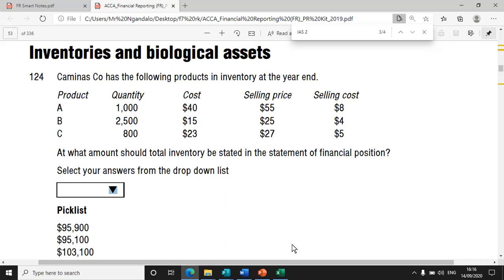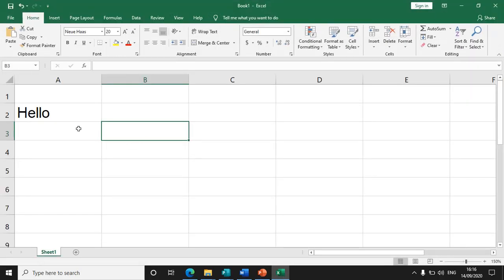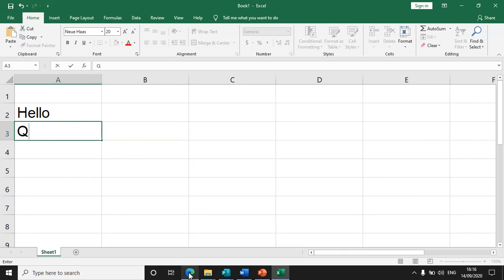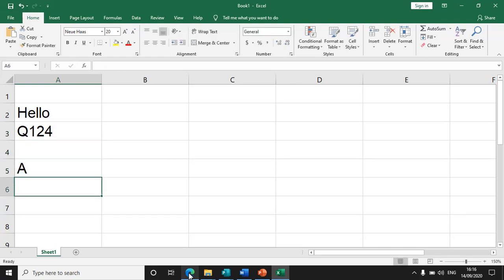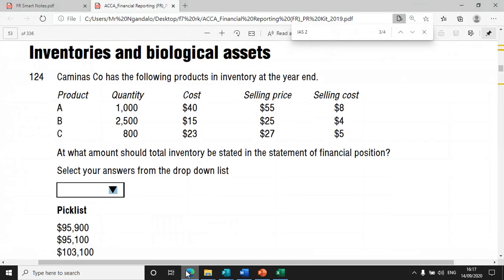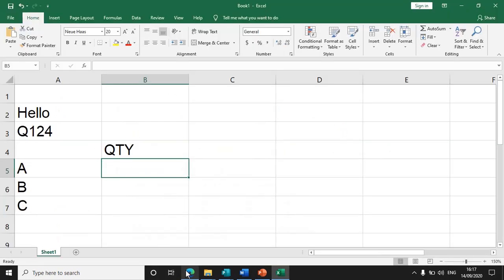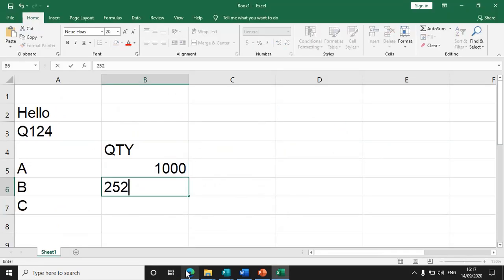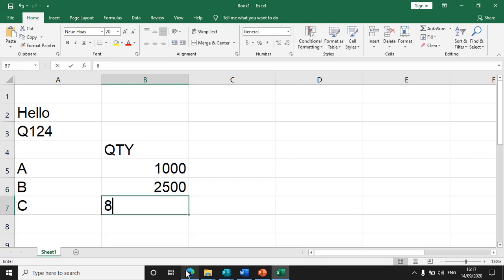Okay, let's try to work out something. Remember that inventory must be valued at the lower of. So I'm going to have something there. This is question 1 in our case, question 124. Okay, so let's go there. I've got about 3 products, A and B and then C. So let me just pick out the quantities, QTY. Hope that you can see that. I've got 1,025 and 800, so 1,025 as well as 800.